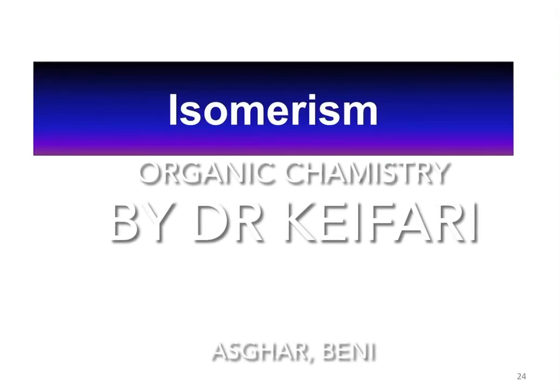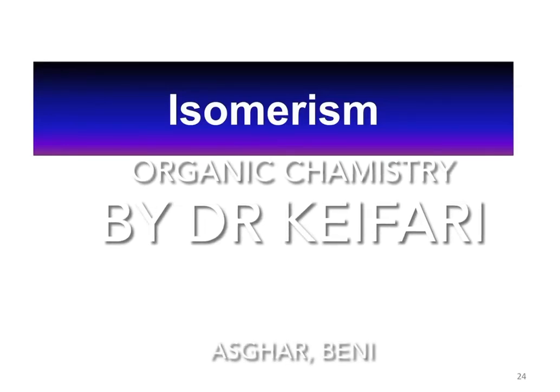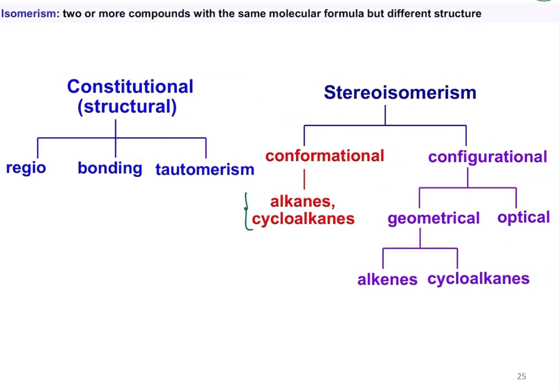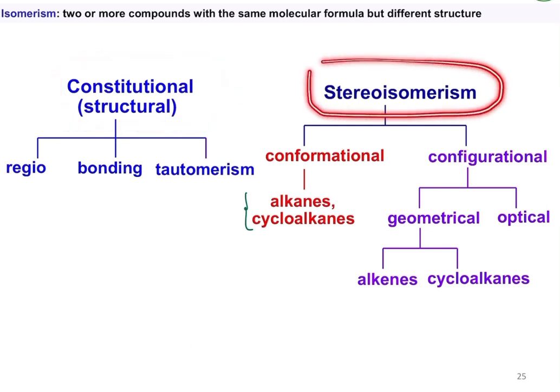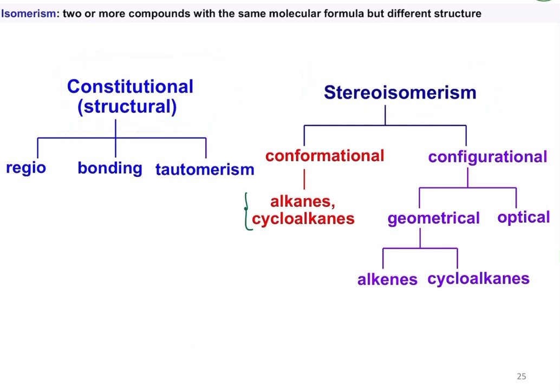Hey everybody, today I start isomerism in organic chemistry. Isomerism is two or more compounds with the same molecular formula but different structure. We can classify it in two types: constitutional or structural isomer, and the second one is stereoisomer. Constitutional or structural isomer is divided into three types: regio, bonding, and tautomerism.